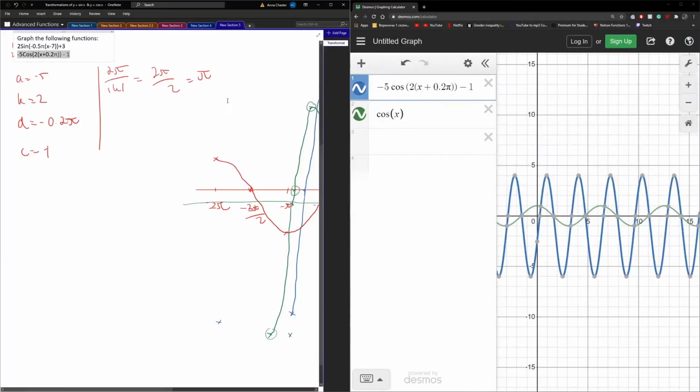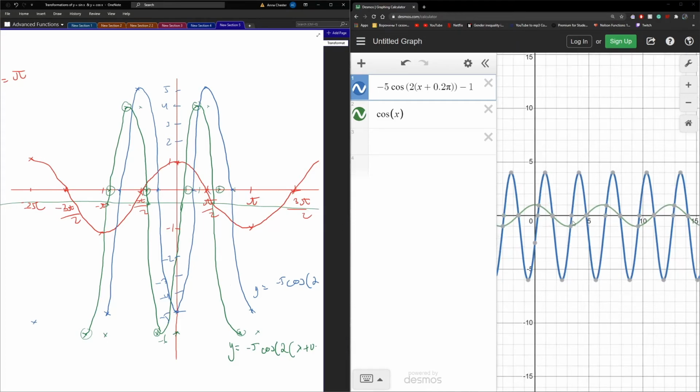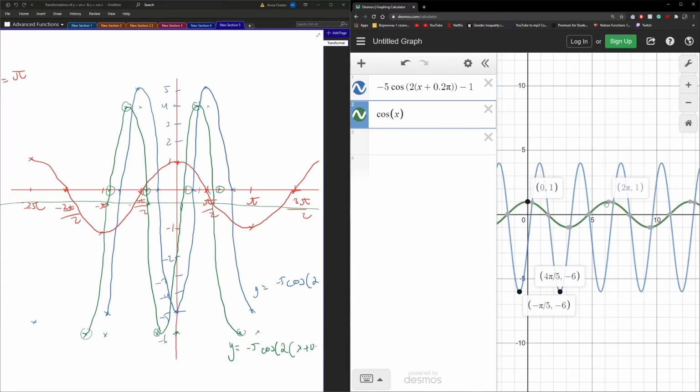Again, let's just look at the two graphs side by side, whether or not they agree with each other. We could definitely see that it got compressed by 1/2. I could see over here, that's pi. This used to be 2 pi, so we did that correctly. Our vertices are at 4. Yep, that's good. And at the bottom is -6. Again, this should be 0.2 pi over, which is exactly what we did. Therefore, our graphs are correct.